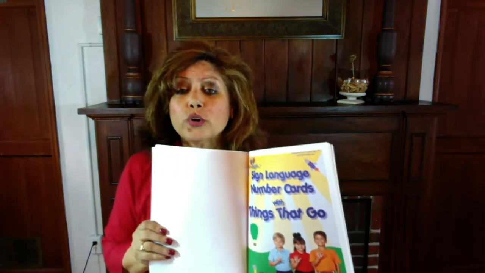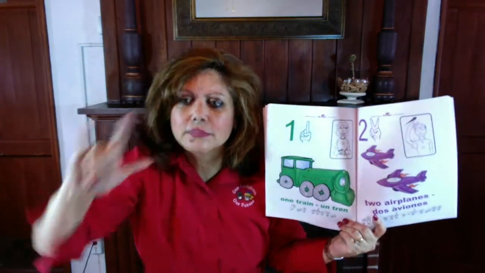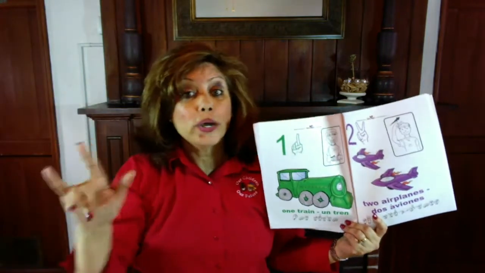Now let's do numbers to transportation. It's called sign language for number cards with things that go. 1, train. In Spanish, tren. 2 airplanes. Is the I, the L, the Y together? It's the I love you hand. Airplane. Avión. 2 aviones. 2 airplanes.